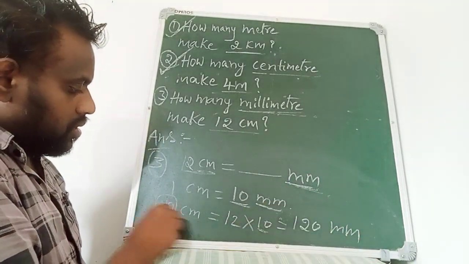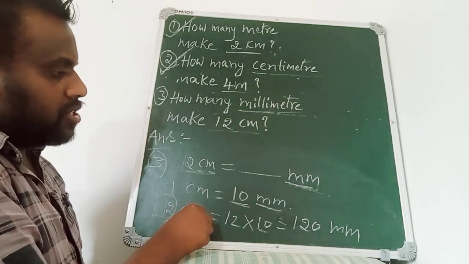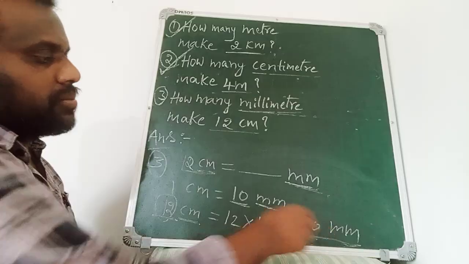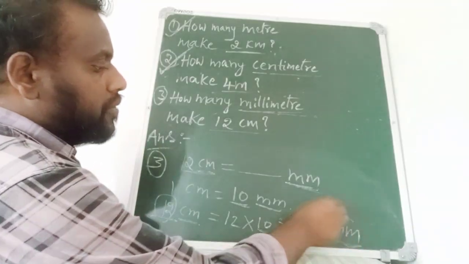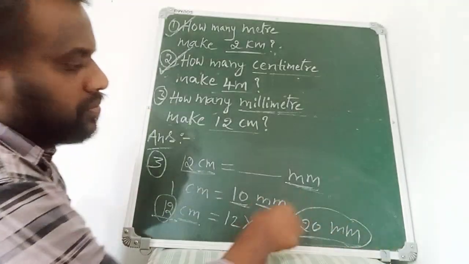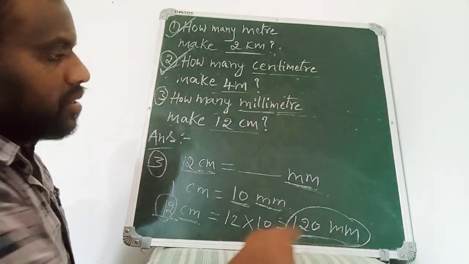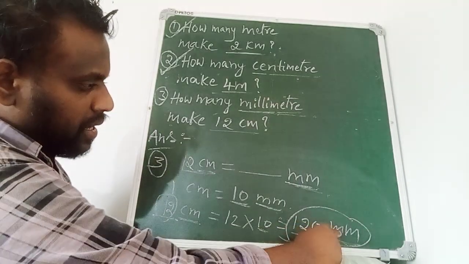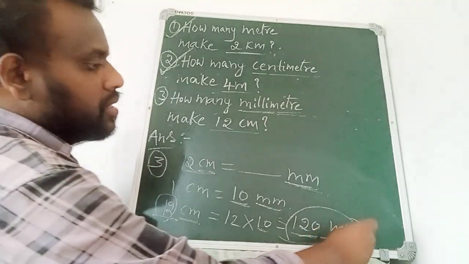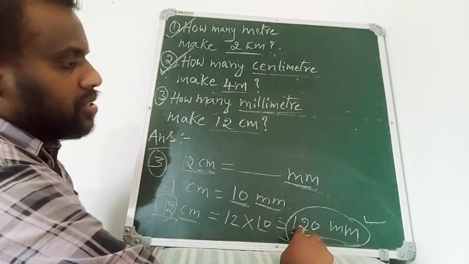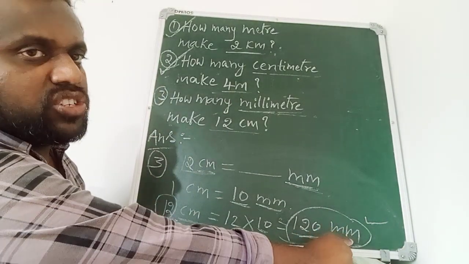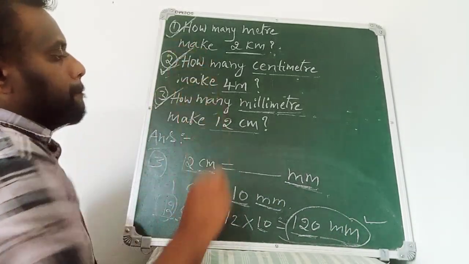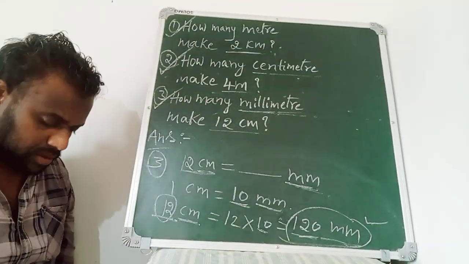Okay. 12 centimeter is equal to 120 mm. mm means millimeter. Now this is the answer. Okay. This is the answer. So 120 mm, millimeter, put a tick mark. So 120 mm is the answer for the third question.